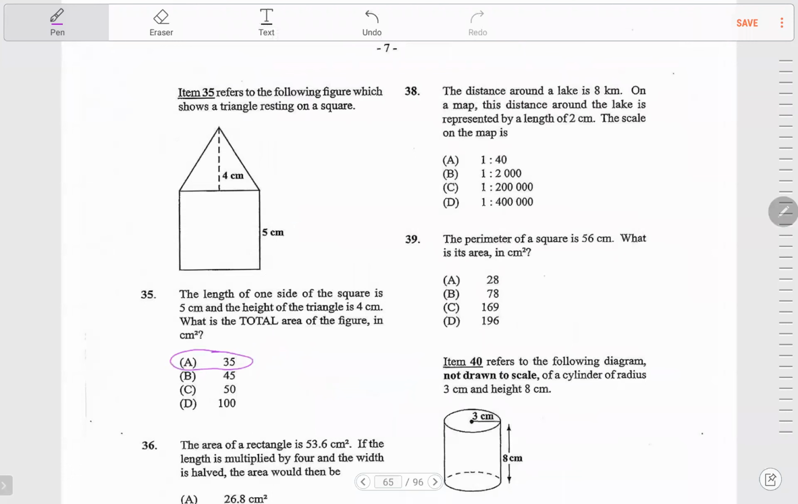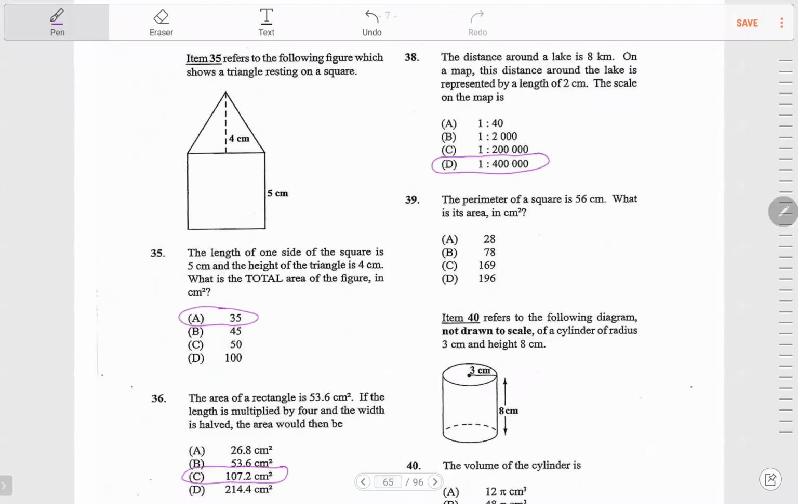This one again is about the lake and the 2 centimeters on the map, and the answer was this. So I'm not going to work it out again. We did it already. Perimeter of a square. The perimeter of a square is 56 and I want to know the area. Let's call the sides x. So 4 times x equals 56. So the length of one side is 56 over 4. If you divide this out, you're going to get 14.